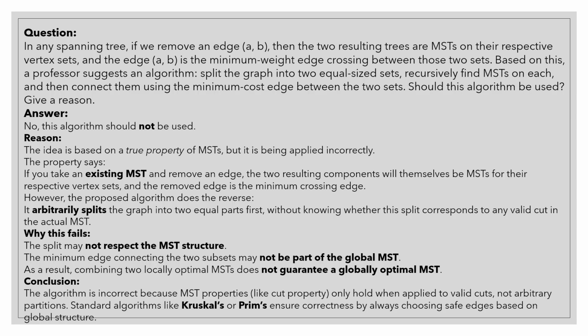in any spanning tree, if we remove an edge AB, then the two resulting trees are MSTs on their respective vertex sets, and the edge A, comma B is the minimum weight edge crossing between those two sets. Based on this, the professor suggests an algorithm: split the graph into two equal size sets, recursively find MSTs on each, and then connect them using a minimum cost edge between the two sets. Should this algorithm be used? Give a reason. First, let's visualize the question.